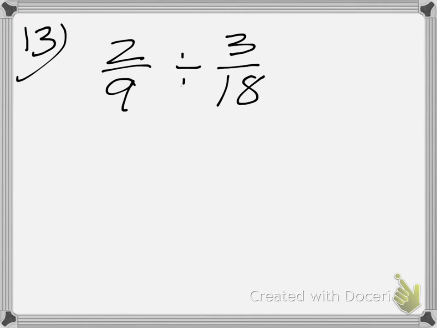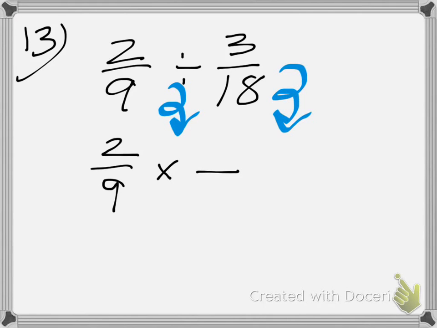For 13, we have division of fractions. We actually never divide fractions. We multiply by the reciprocal. So we do what's called keep our first fraction, change our division into multiplication, and then we're going to flip. Because we change one thing, we have to change something else. We flip this into 18 over 3.